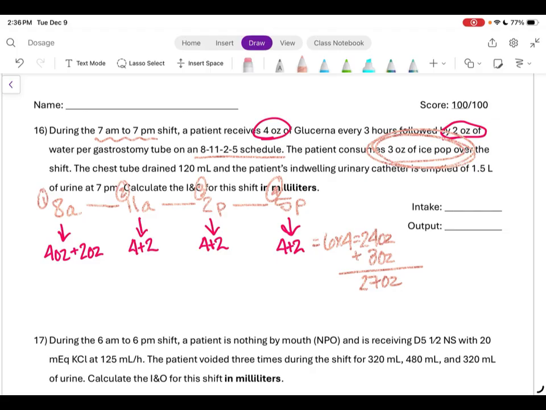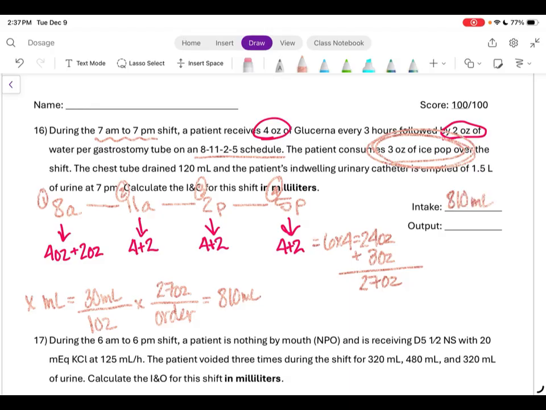Let's figure out how much that is in milliliters. So right here, I'm gonna do X mL. I know 30 mL is 1 ounce. I have 27. And so when I do 30 times 27, I'm gonna get 810. And that's my intake, 810.